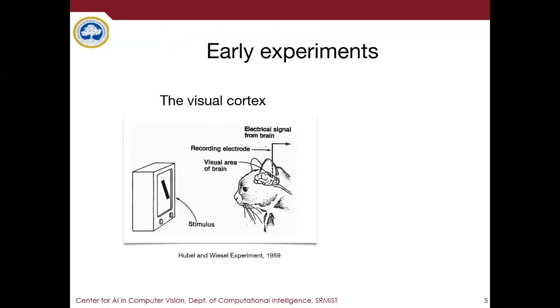Okay, so the observation was that certain particular patterns, like edges or curves, were activating certain neurons in the brain. That was the main observation. So certain patterns could activate very specific neurons, not random ones, in the visual cortex of the cat.